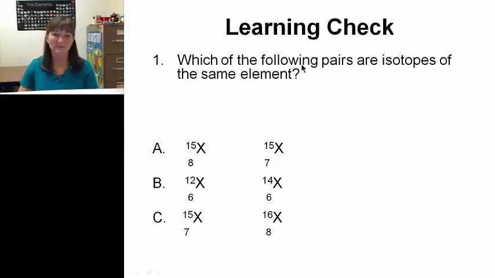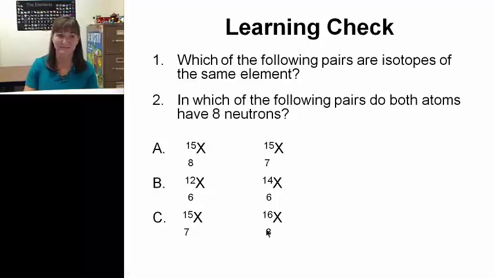So we're looking for isotopes of the same element. For starters, we can rule out A right off the bat because they're not the same element. To be the same element, it has to have the same atomic number in the bottom left-hand corner. So B, they are the same element because they both have 6 protons, and they have a different mass number. So B would be the correct answer because they're the same element but different mass numbers. That's what makes them isotopes. We would throw out C because once again they're different elements.